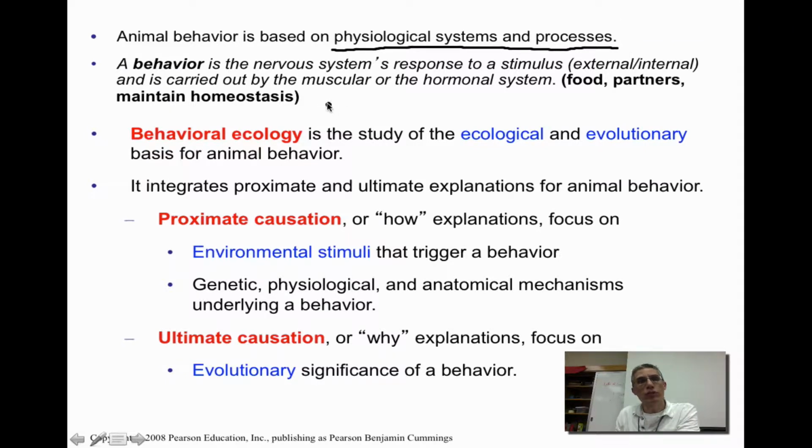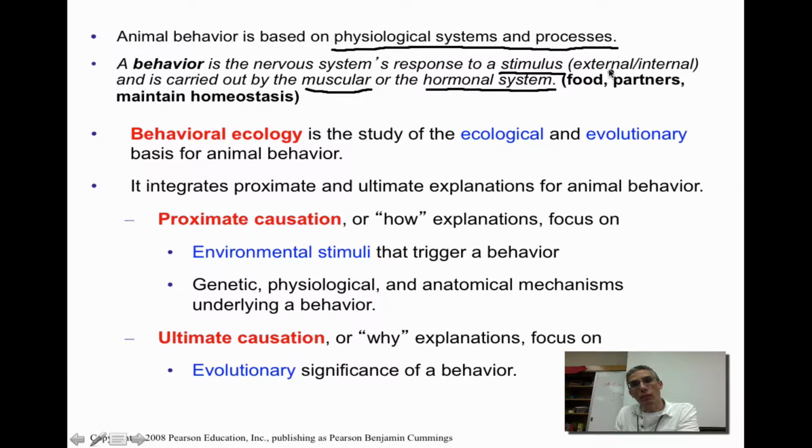Now, the definition for a behavior is simply the nervous system's response to some sort of stimuli, and that stimuli can be either external or internal. And the response that is actually carried out by this stimuli is going to be either muscular in nature or it could be based on the hormone system of that animal.